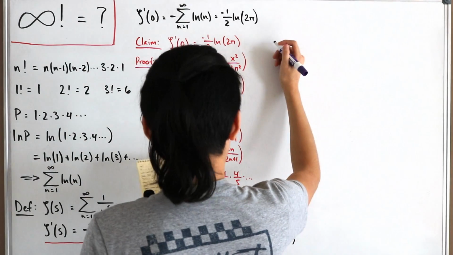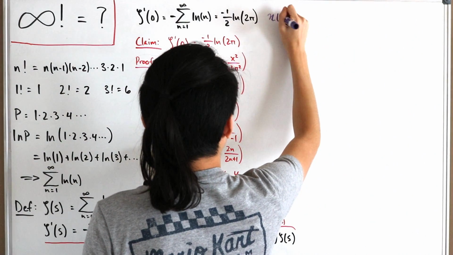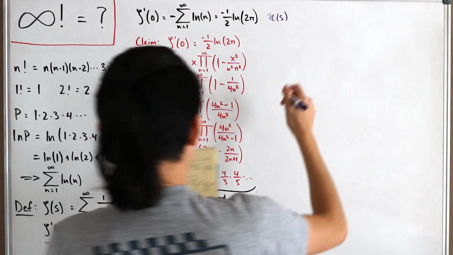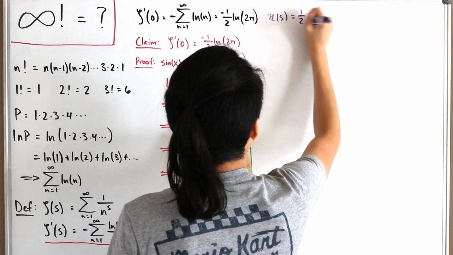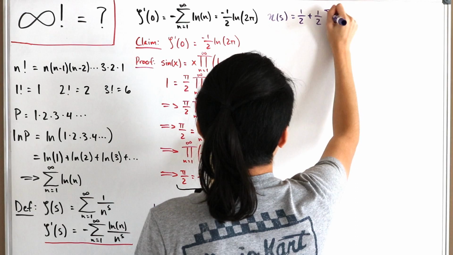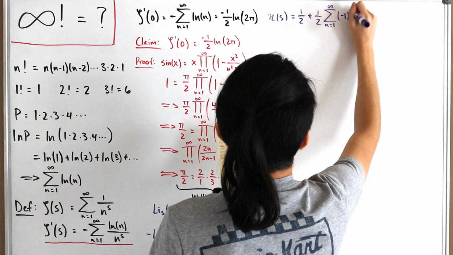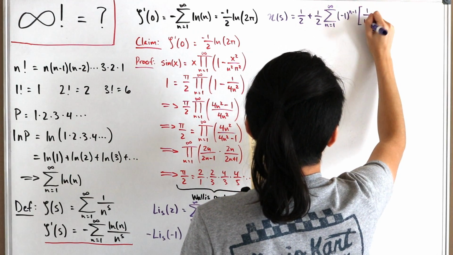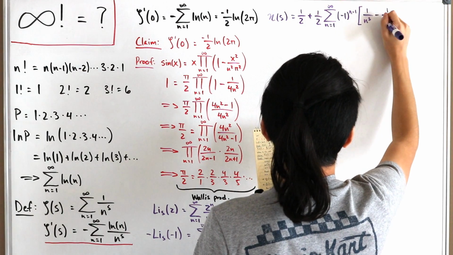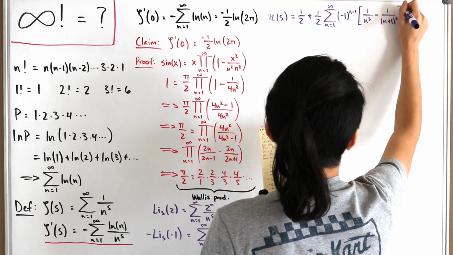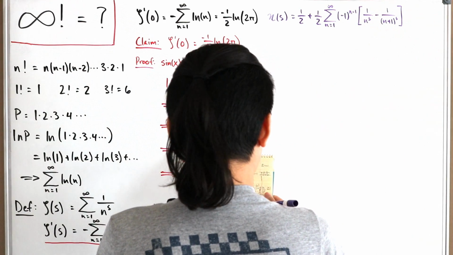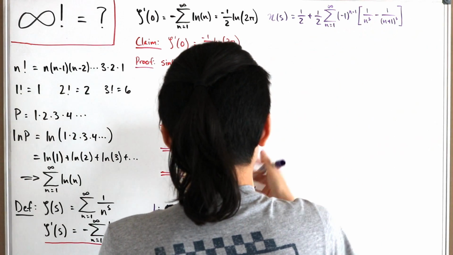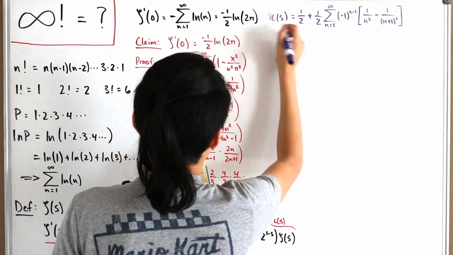What that comes down to is that the Dirichlet eta function, using the Euler transform, is just 1/2 plus 1/2 times the infinite sum of negative 1 to the power n minus 1, multiplied with 1 divided by n to the power s, minus 1 divided by n plus 1 to the power s. I should also say that this holds under the condition that the real part of s is strictly greater than negative 1. So now let's take the derivative of our Dirichlet eta function.